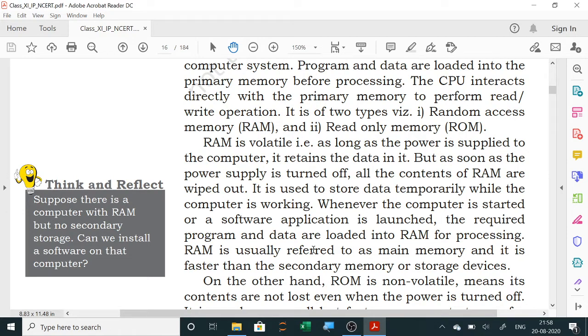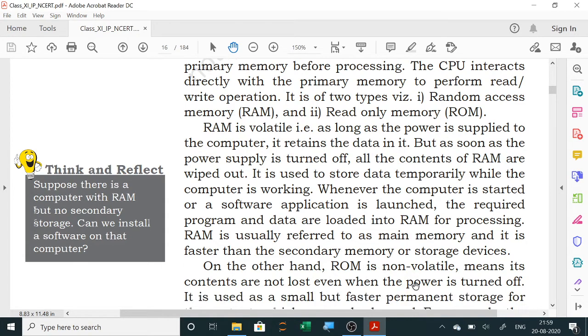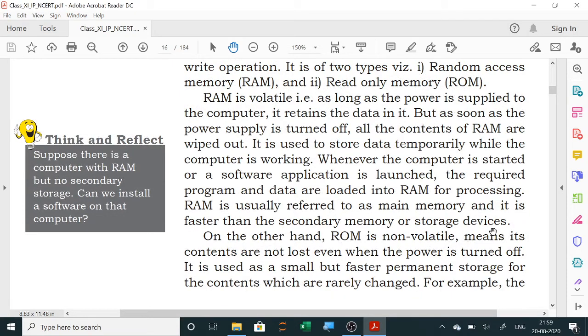Whenever the computer is started or a software application is launched, the required program and the data are loaded into RAM for processing. RAM is usually referred to as main memory and it is faster than the secondary memory or storage devices. So here we have learned that CPU cannot directly use the secondary memory or storage devices. CPU can only use RAM directly, but RAM is volatile.